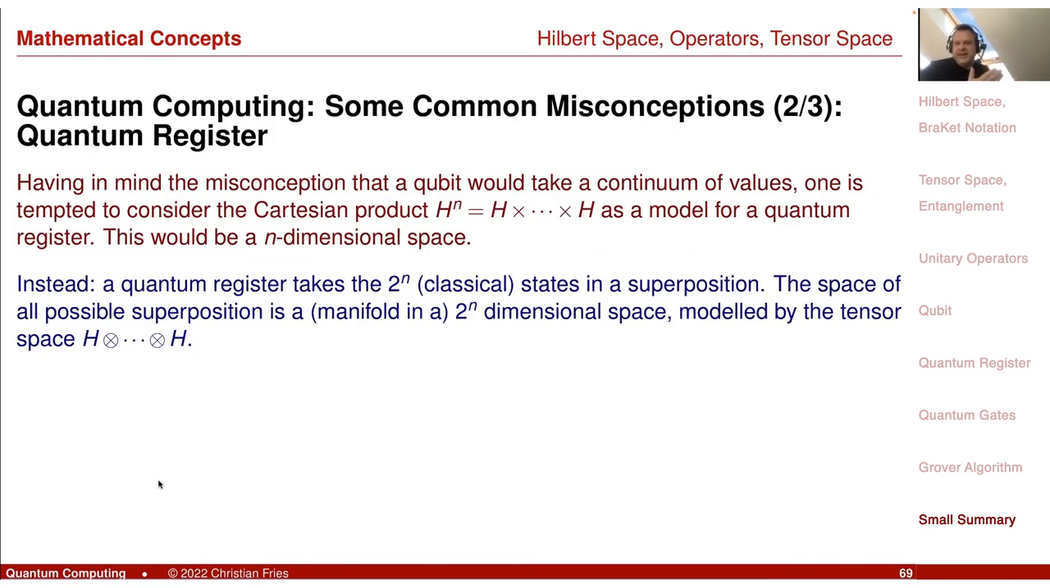Having in mind this misconception that the qubit takes a continuum of values, one might think that the Cartesian product of this continuum would be the right thing. No, this is not the case, because we have entanglement. It is the tensor space, and the tensor space is much larger. So we have all 2^n classical states hidden in our superposition.